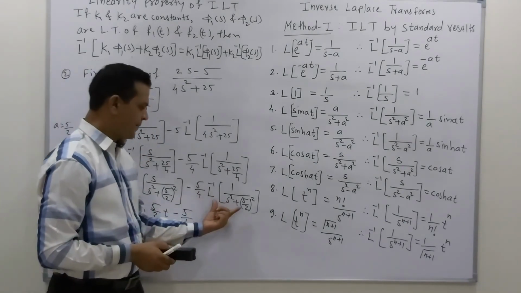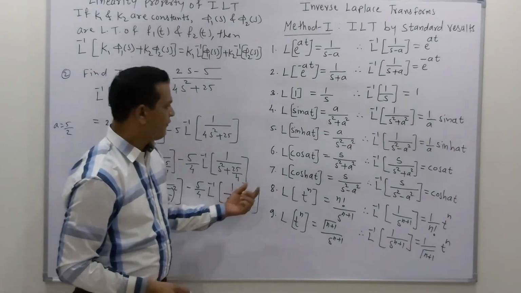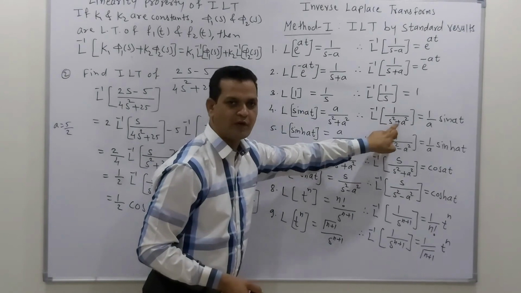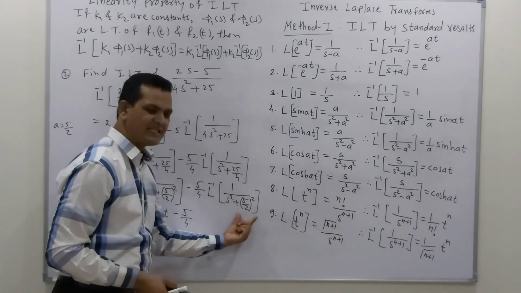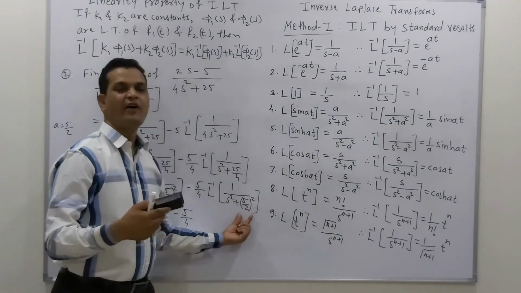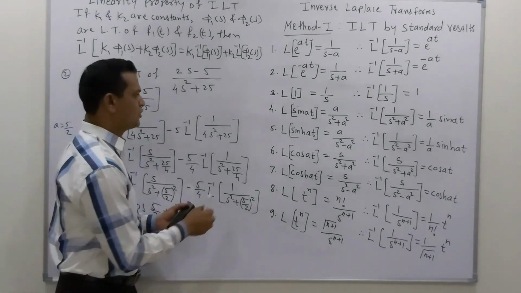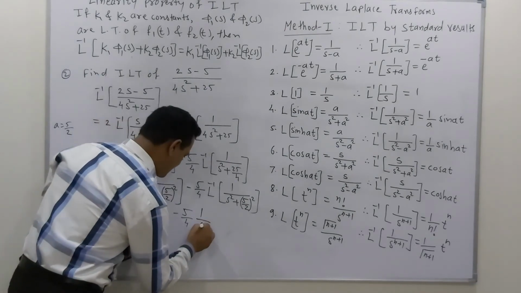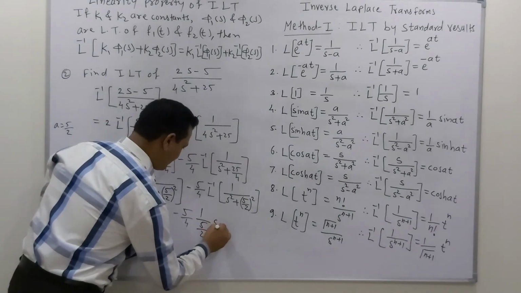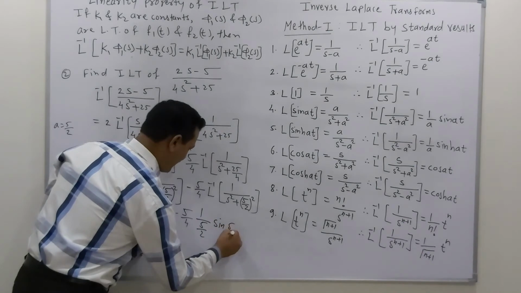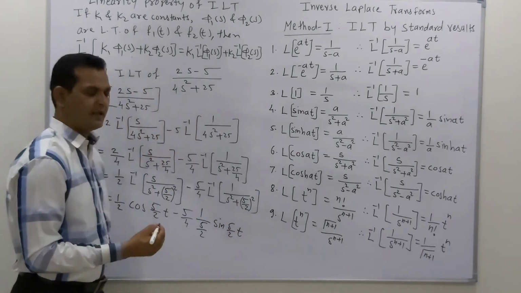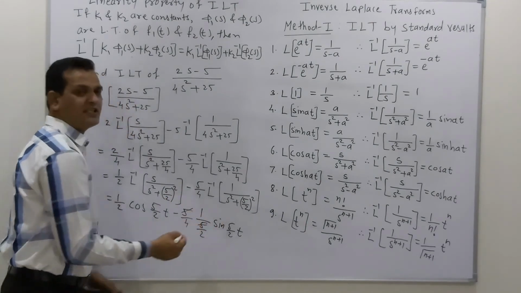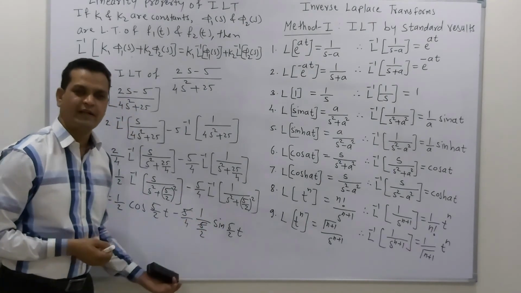Then again, if we compare this second term with result number 4, it is 1 upon (s² + a²). Again, the value of a is 5 by 2. So we can write this as 1 upon a, and 1 upon a means 1 upon (5/2) into sine of (5/2) into t. So this 5 will get cancelled, and after rearranging this term, we will reach the final answer.